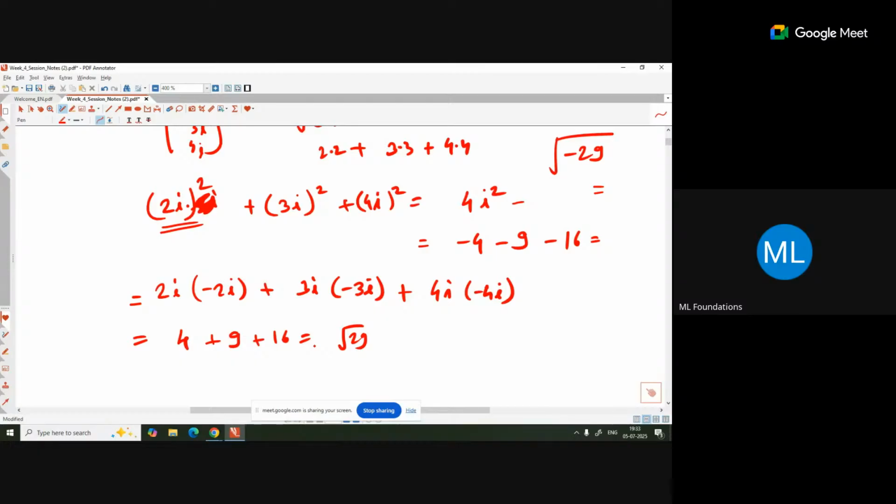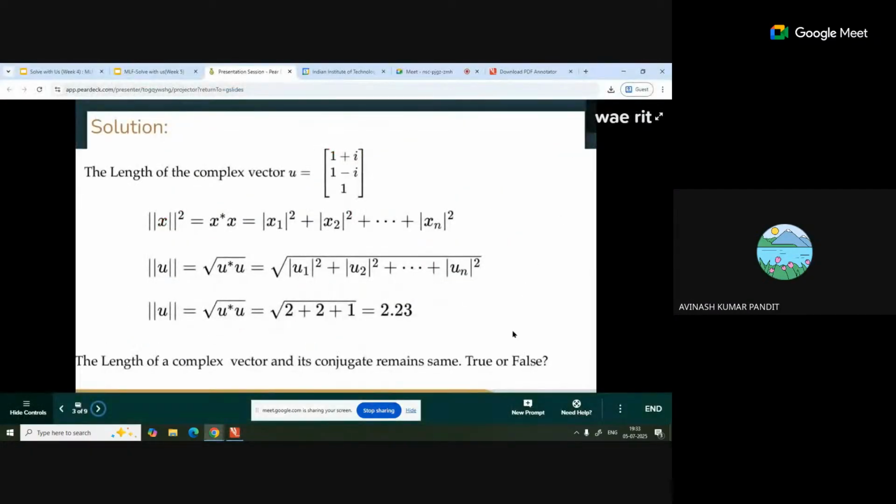Okay. Sir, is the answer only 5, or under root 5? Under root 5, because we have asked for the length, which is the square root of the Euclidean norm square. Correct. So the answer is root of 5. Okay, sir. Root of 5.